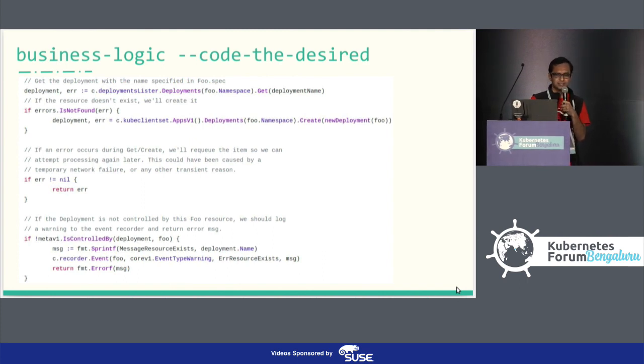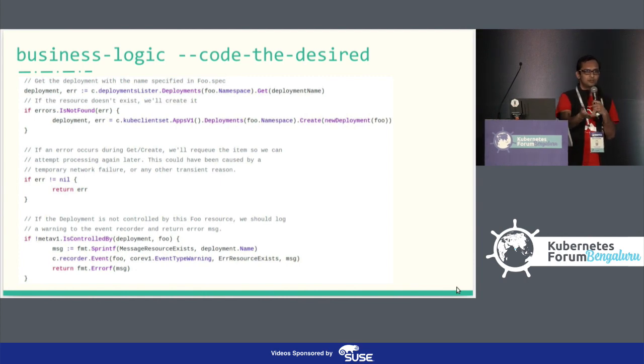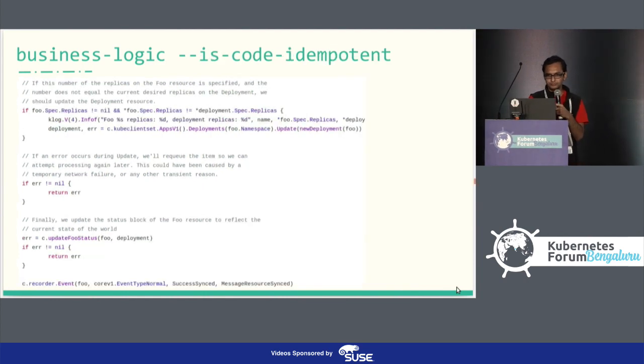Again, you have to code the desired state. You have to see whether the desired and the observed, that is, the actual state in the Kubernetes cluster, match. If it doesn't match, do something. Maybe you create another resource, delete the resource, or update the resource.